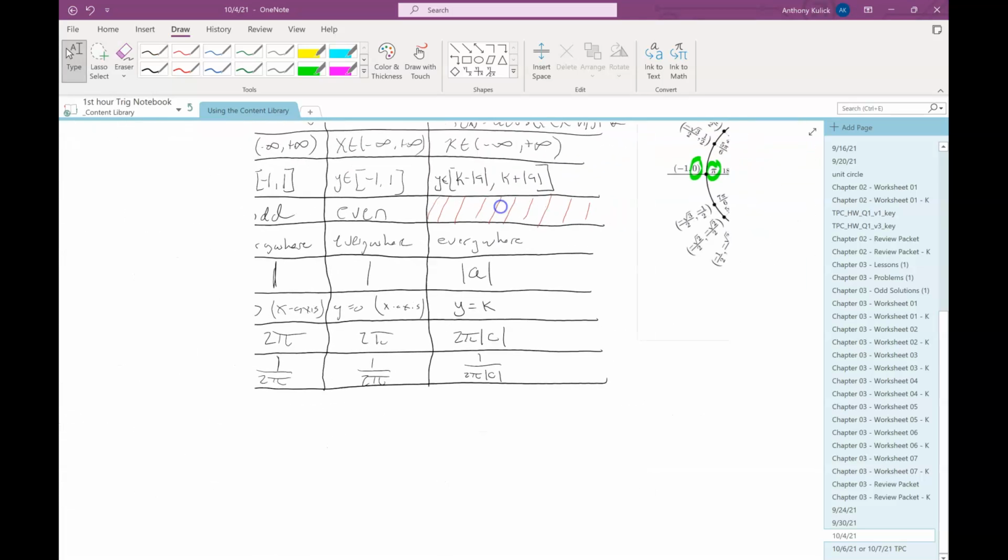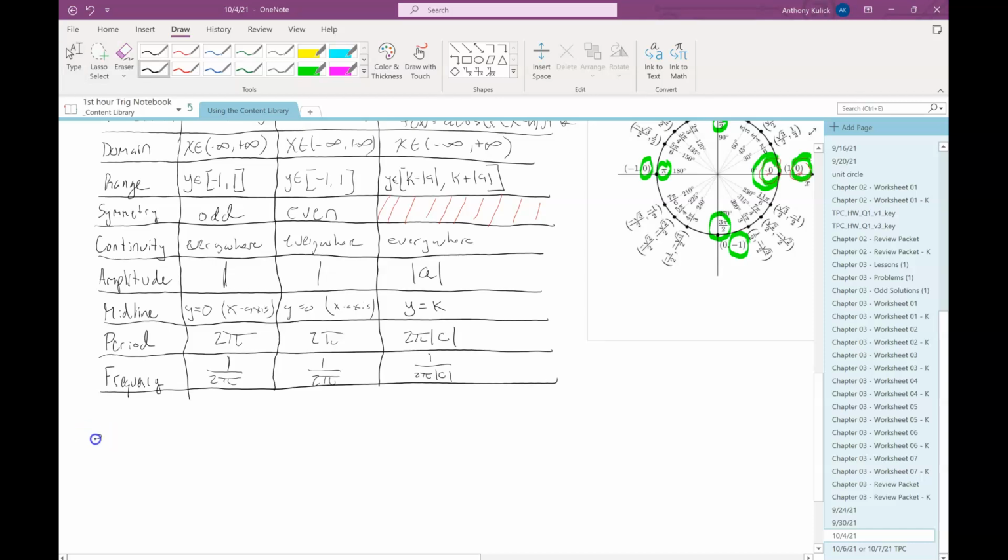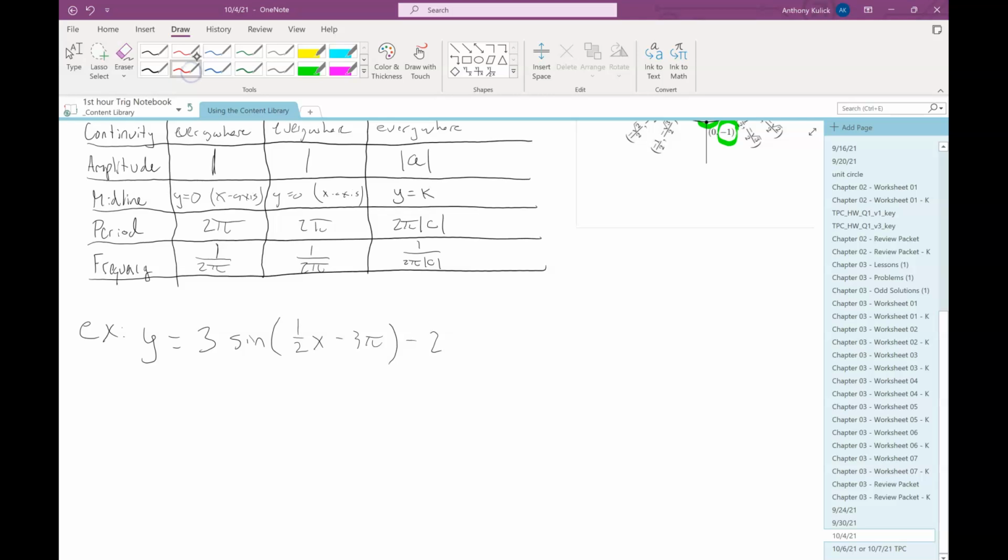All right. So let's say we have an example here. Let's say we have y equals 3 sine 1/2 x minus 3 pi minus 2. And let's say we want to basically describe all the things going on in the table for this. So we'll do the domain and range, and amplitudes, midline, period, and frequency. Okay?